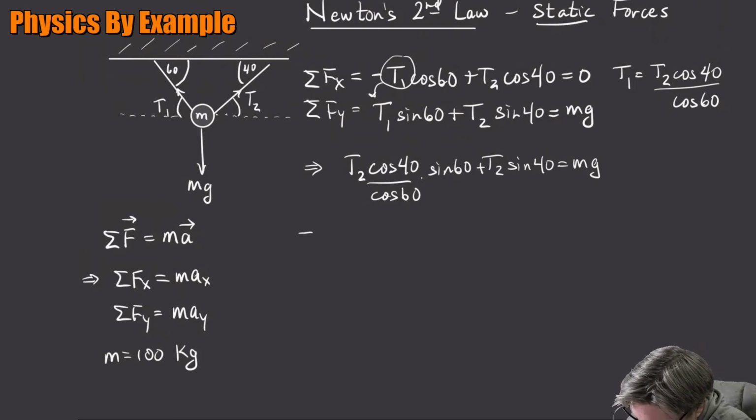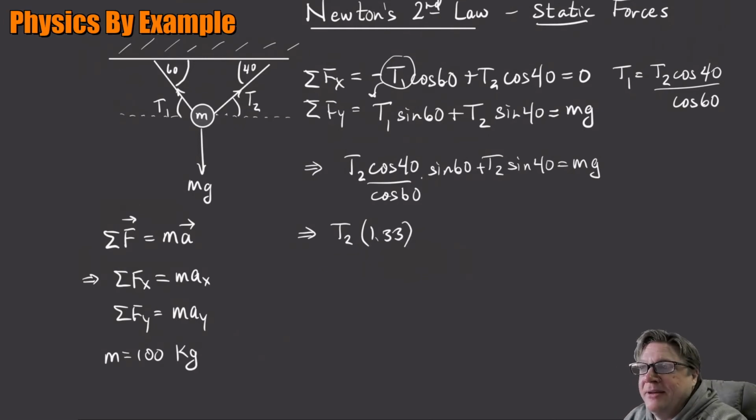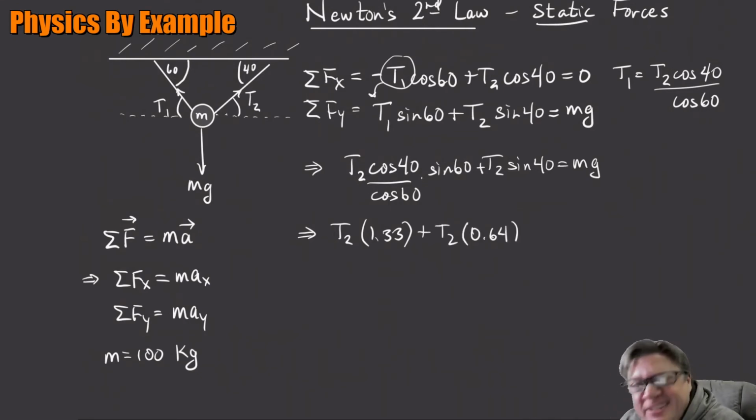So let's see. I did some of these ahead of time. If you plug that mess into your calculator, what did I get? I got like a 1.33. I rounded a little bit. Don't care. And then T2 plus T2 times, what did I get? 0.64. This is the stuff that you can do and see if you can duplicate it. It's not very interesting, right? It's just calculator work. So this is equal to mg. Look, though, 1.33 plus 0.64, that's like 2. It's really close to 2. Let's just call it 2 because I don't care. So 2 T2 is mg.